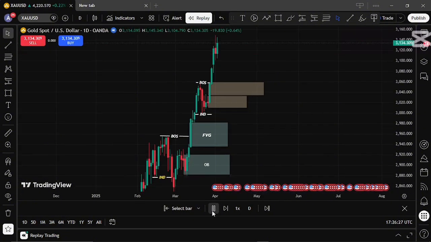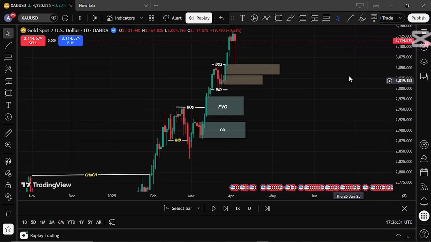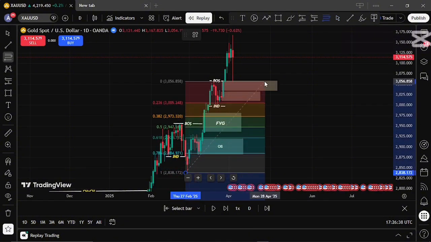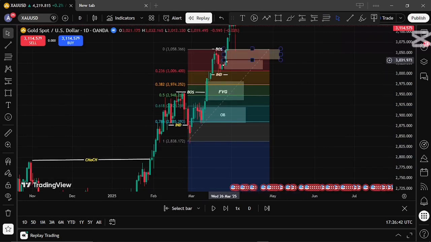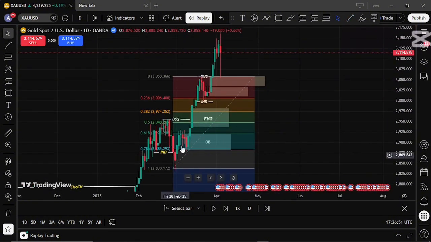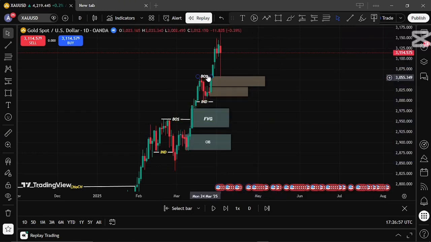Now if we see this as our swing and we apply our Fibonacci level, from here to here, we see that price never even came to a discount zone. What does that mean? That means that this is all one swing still moving. It's not a change of character, it's not a break of structure. So this was a fake break of structure.